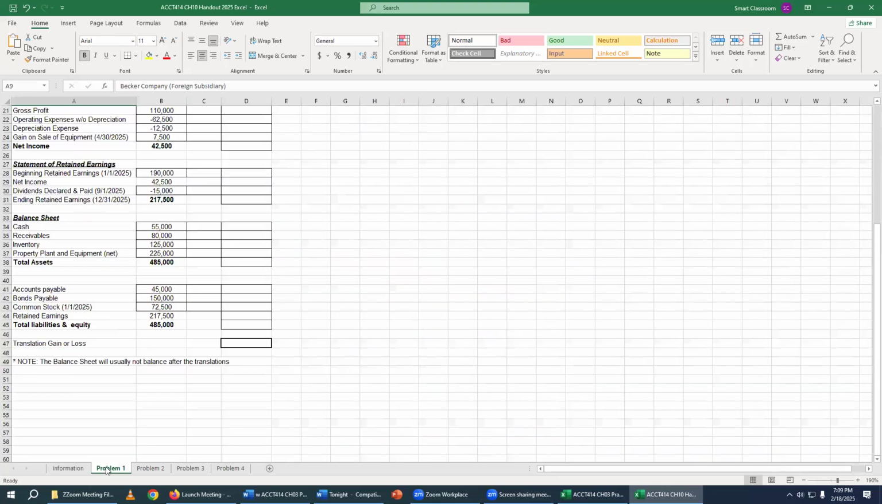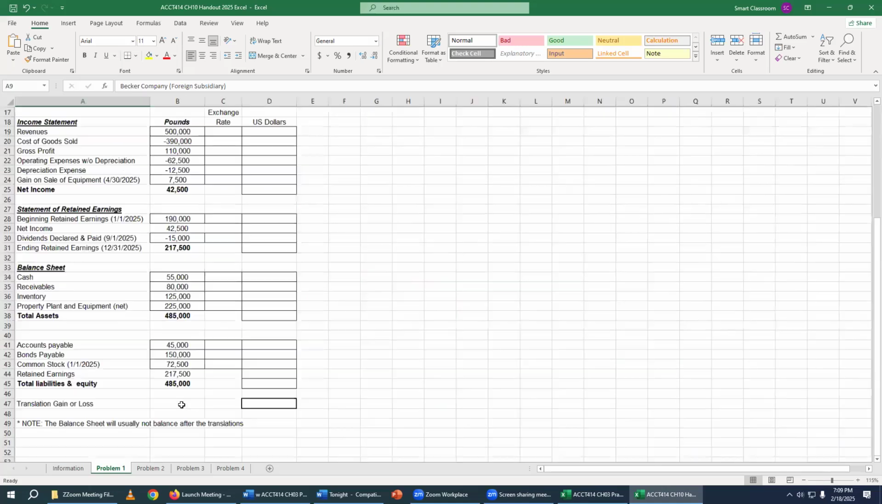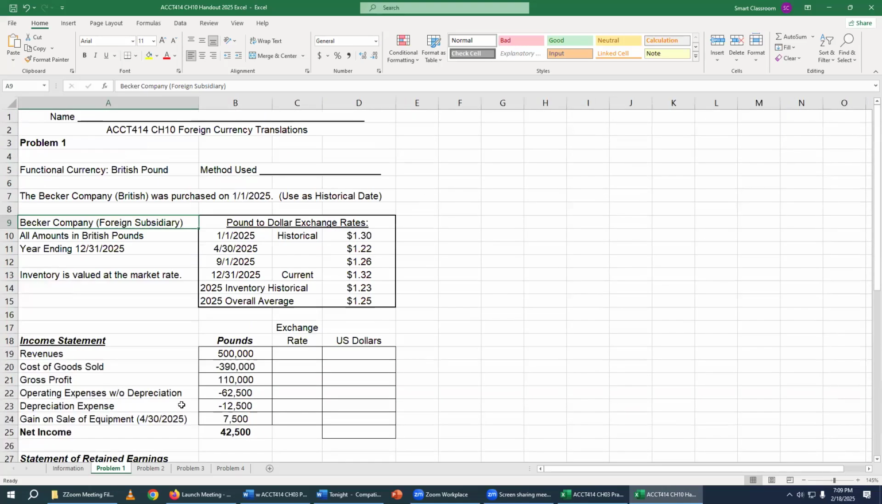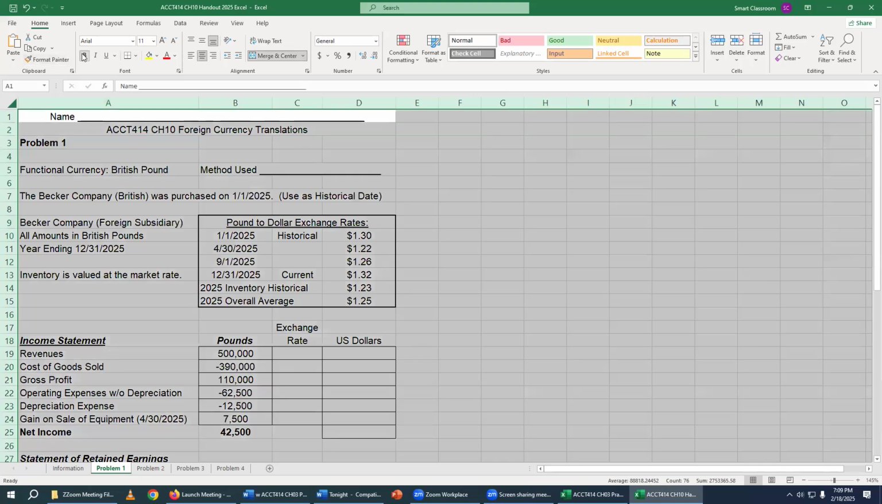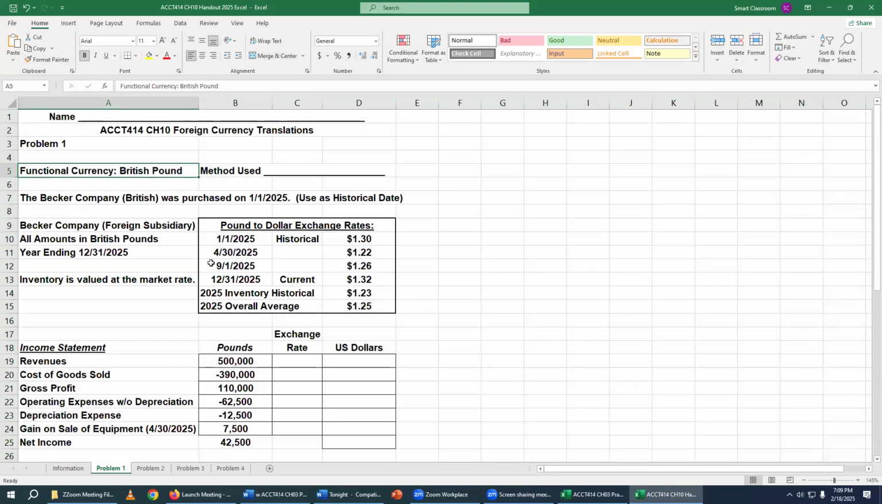Okay, so let's see what this is. Let's go to this one. Let's do problem one. Problem one is the functional currency is British pounds, so this is not in US dollars. So the foreign currency is the British pound.